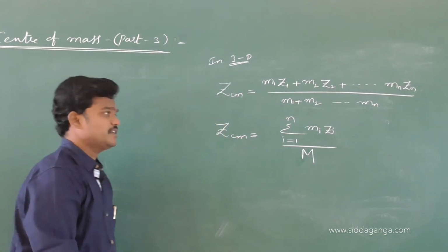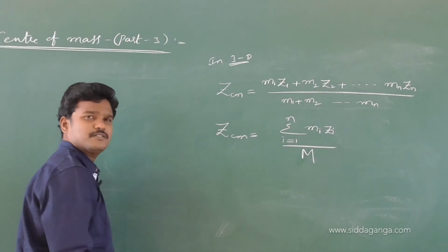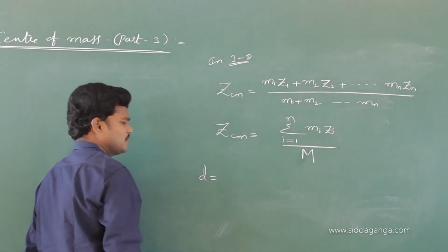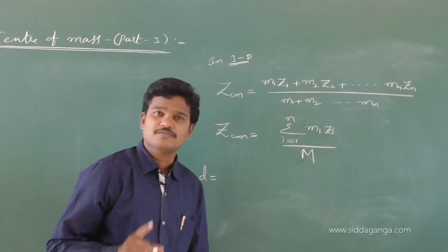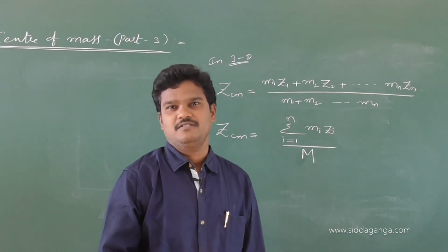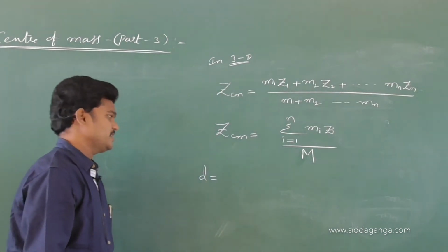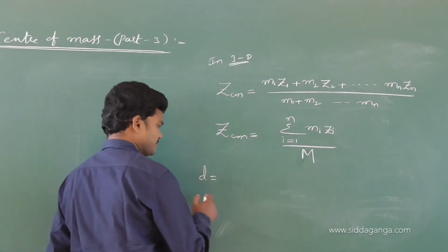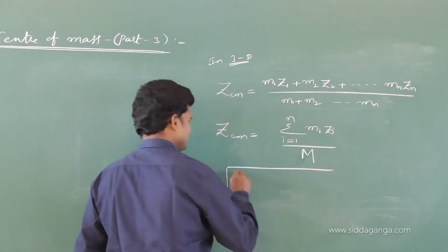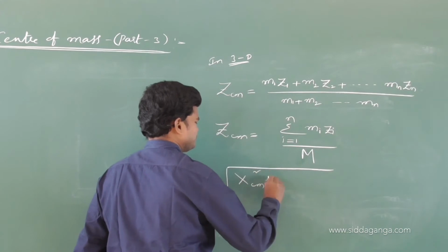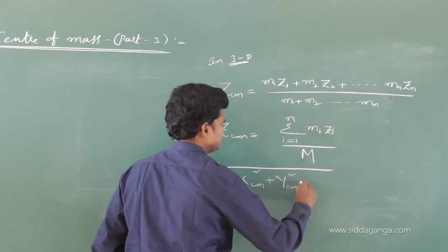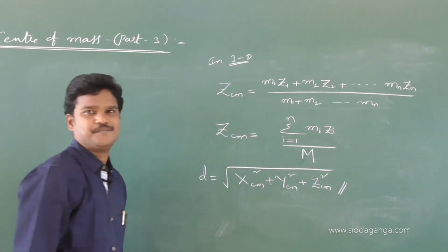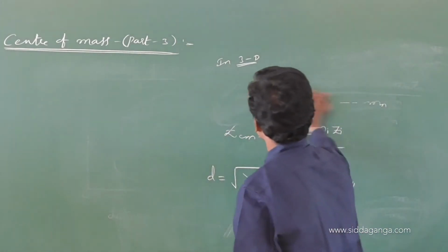Okay. So in 3D, in the same manner, if they ask you to find the distance of center of mass from origin in 3D, you can write like this: d is equal to root of XCM square plus YCM square plus ZCM square. So what is this d? d is the distance of center of mass of a rigid body from the origin of that coordinate system.